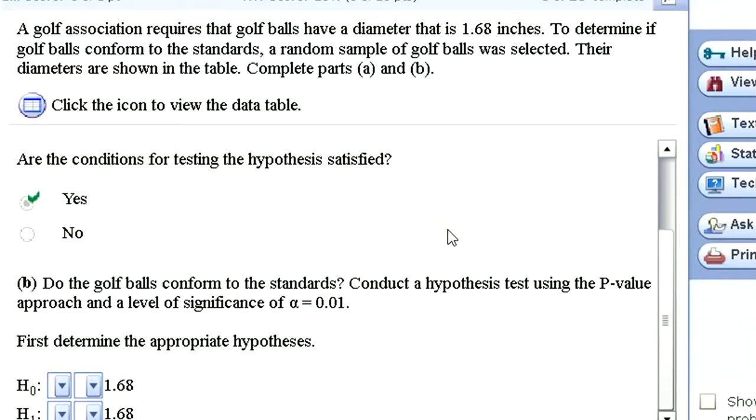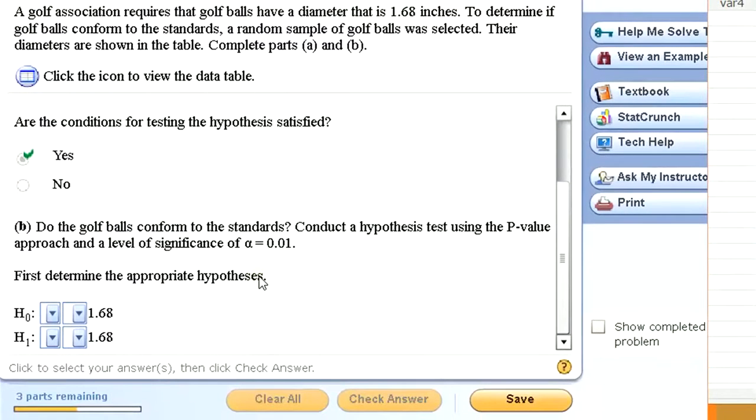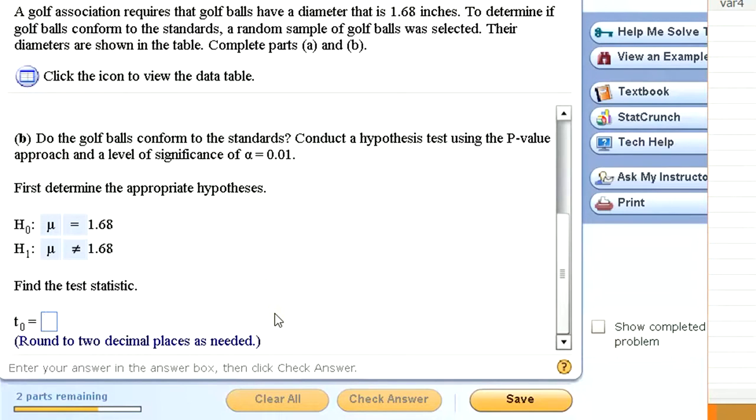What we want to do is do this hypothesis test. Do the golf balls conform to the standards? Conduct a hypothesis test using the p-value approach. So the null hypothesis is that the population mean equals 1.68. The alternative is that the golf balls' mean width does not equal 1.68. If it's higher or lower, that means they don't conform to the standards. So that's why we're choosing a two-tailed test for this problem.